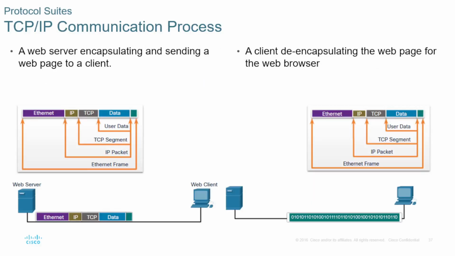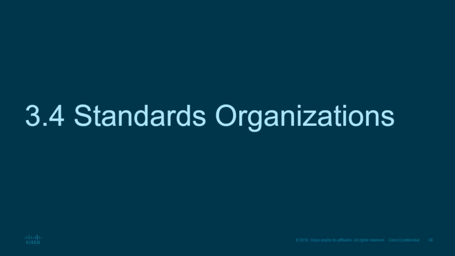This slide shows graphically how a web server encapsulates a web page and how it is received by the client. The data passes through each layer of the network. HTTP at the application layer defines the content. TCP at the transport layer ensures reliable delivery. IP at the internet layer handles addressing and routing. Ethernet at the network access layer transmits the data physically.